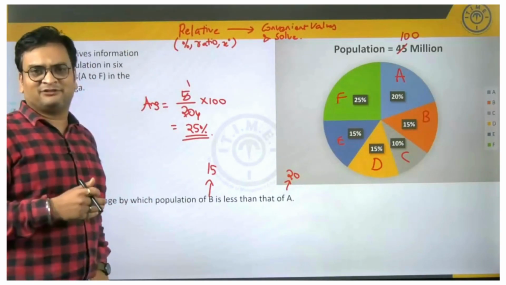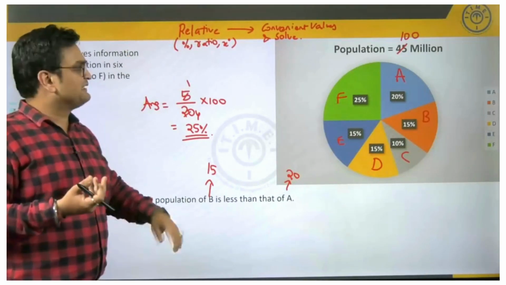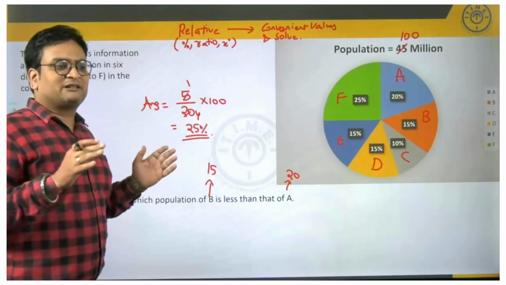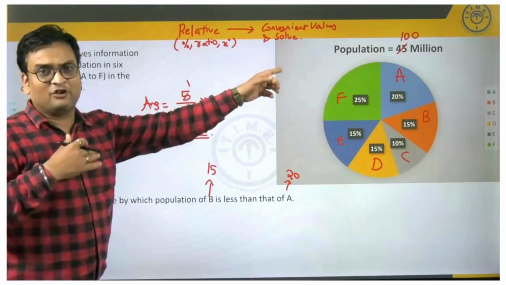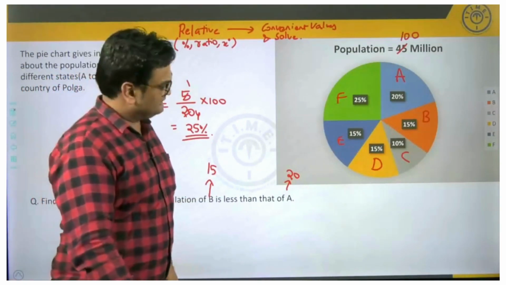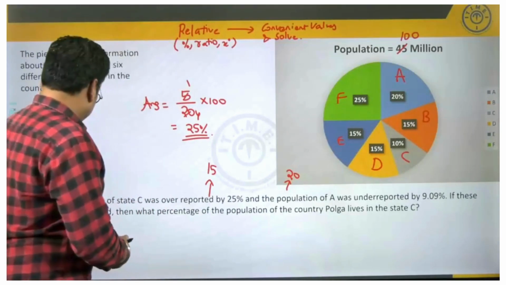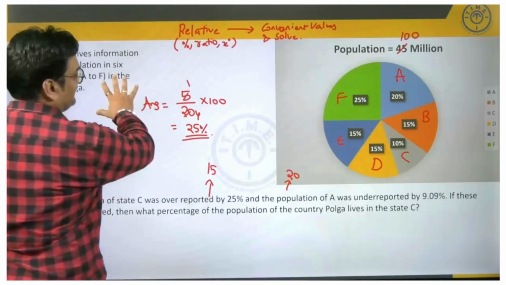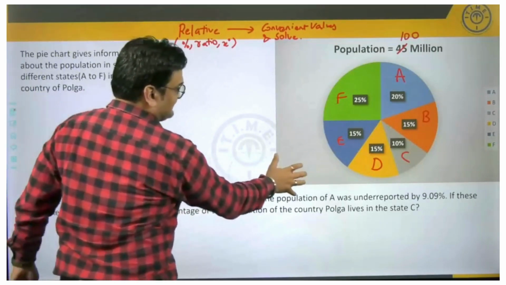Tomorrow in the exam, if you see that the question is asked in relative terms, don't bother about the absolute values given. I did not bother about the 45 million given to us. Next, I'll just clean everything here. The next question.